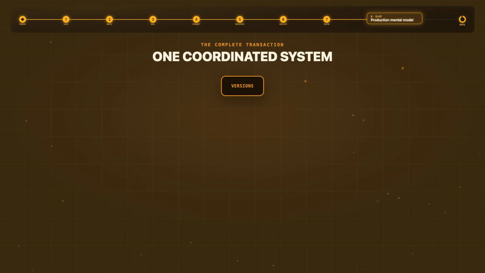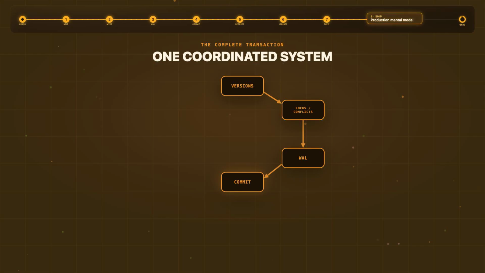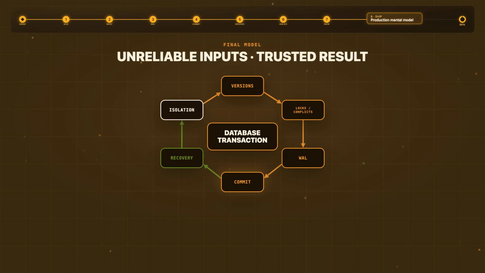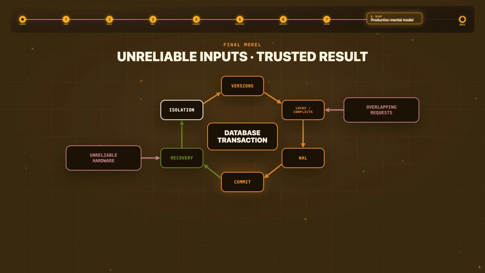Now the whole system fits on one timeline. Private versions hold tentative work. Locks and conflict checks control interference. WAL creates durable evidence. Commit makes one public decision. Recovery honors that decision after a crash. Isolation decides which concurrent histories are legal. That is a database transaction, not magic and not just two SQL keywords. It is how a database turns unreliable hardware and overlapping requests into a result your application can trust.